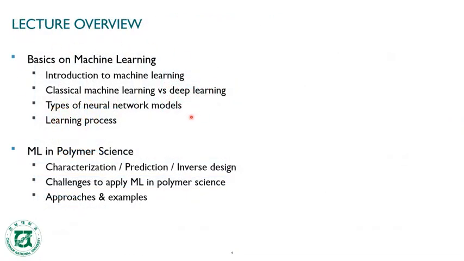So in the first part of the lecture, I will provide an introduction to machine learning. I will explain the basic terminologies and key concepts used in machine learning. Then I will move on and focus on how machine learning is applied in polymer science. Three main applications, characterization, prediction, and inverse design, will be explained. Then I will show what kind of challenges we are facing now, and discuss and introduce some of the efforts to overcome these issues.